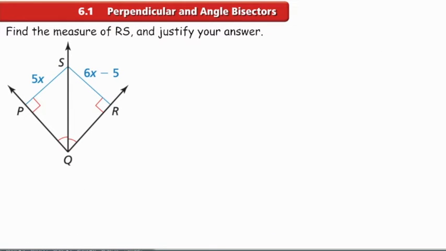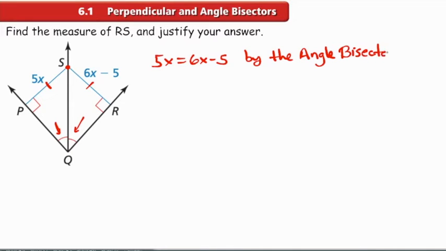And now we can apply the angle bisector theorem with an algebraic problem. We can say, well, we know that these two segments are congruent because these two angles are congruent, making QS an angle bisector and S equidistant from the sides. So we can write our equation 5x equals 6x minus 5 by the angle bisector theorem. And then we can solve.